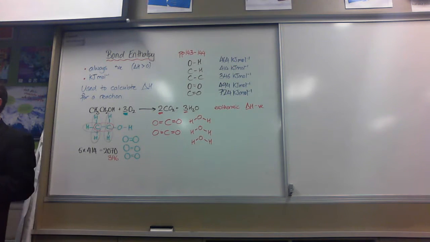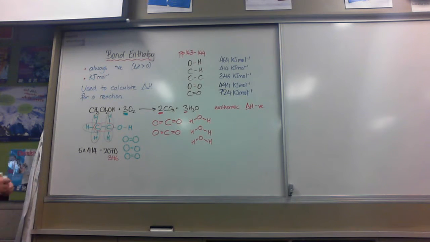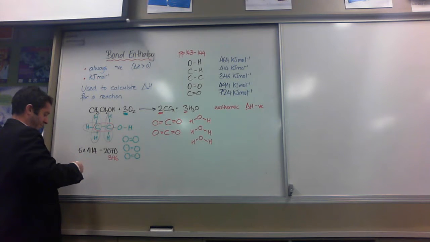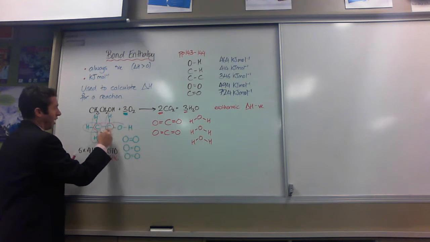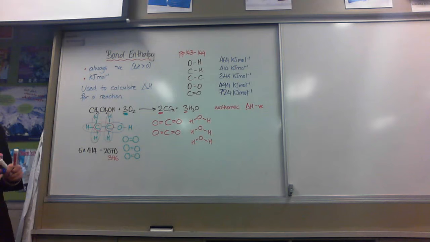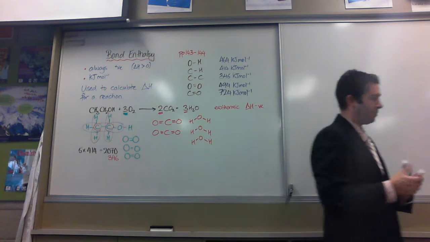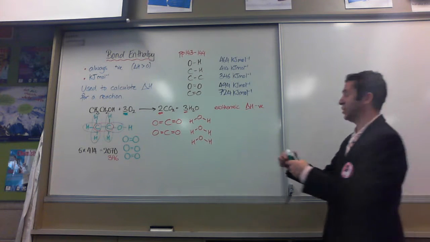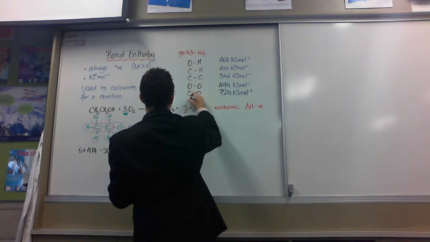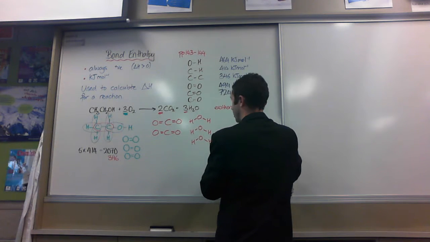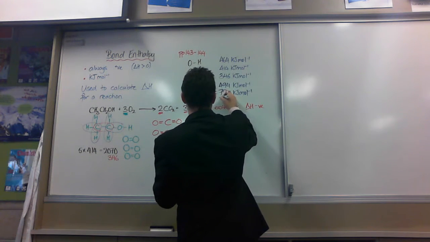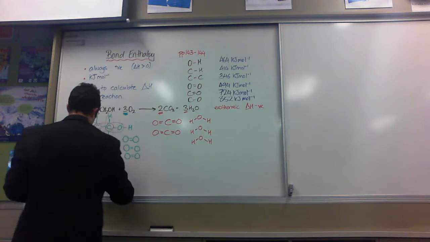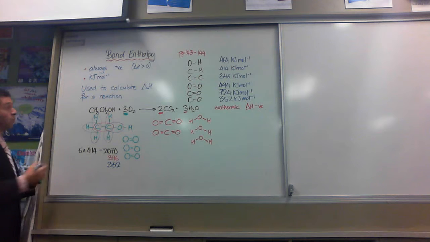There are more bonds in here, so I'm sorry my colour coding's not going to work too well, so bear with me on this. There's also a C-O bond, and only one of them, so I need to find that, and that's another one that I haven't put up, but is in my data table over here. Single C-O is 352. And again, there's only one of them.